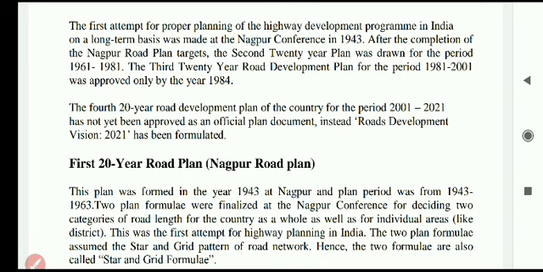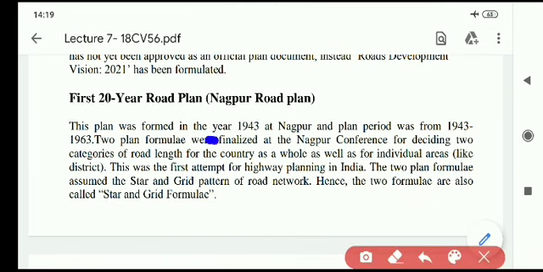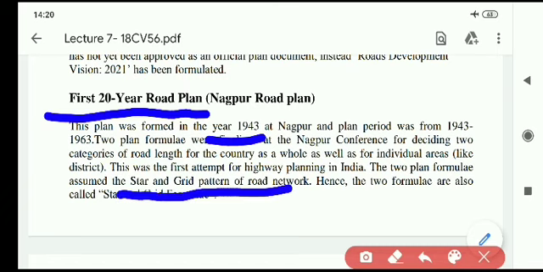Based upon this, the first road development plan was introduced in the year 1943 at Nagpur. So this first 20-year road development plan is considered the Nagpur road development plan. All this planning is done under the star and grid pattern of road network. Already I have told you, under the road network, the star and grid pattern is utilized in the Nagpur road development plan, that is the first 20-year road development plan. The span of this plan is from 1943 to 1963, that is, a 20-year road development plan.